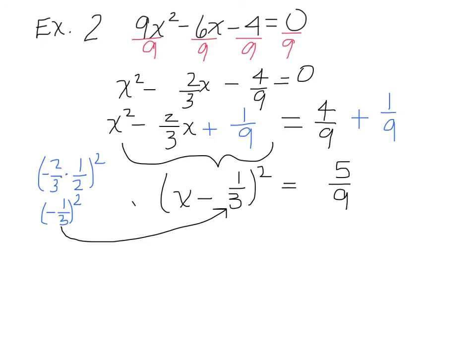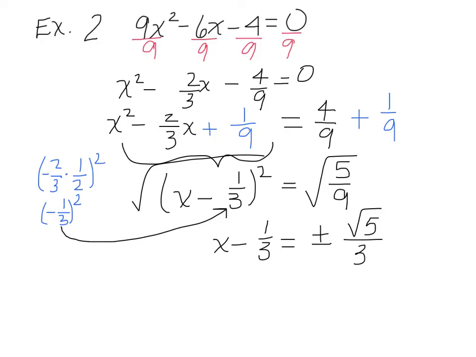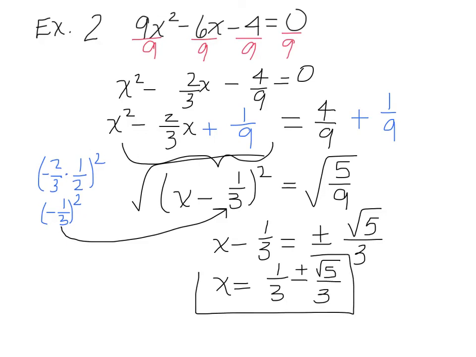Then I'm going to square root both sides. Now the 5 is not a perfect square, but 9 is. So I'm going to square root that. And then I'm just going to move the 1/3 over. And then that's as far as we can go. Now if it does come out to be a perfect square, you actually have to work it out. But if it doesn't, then you leave it like that. And that's it.